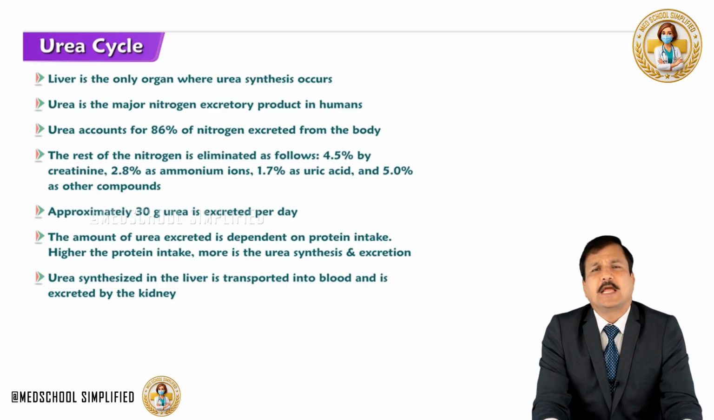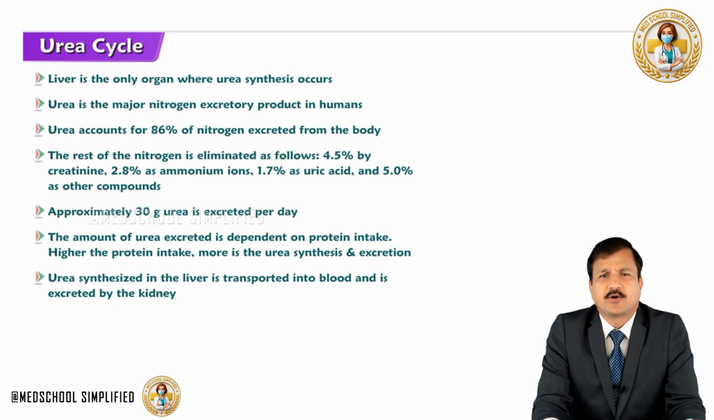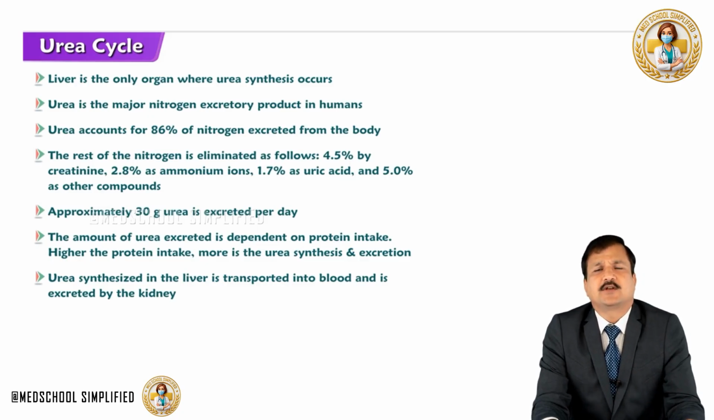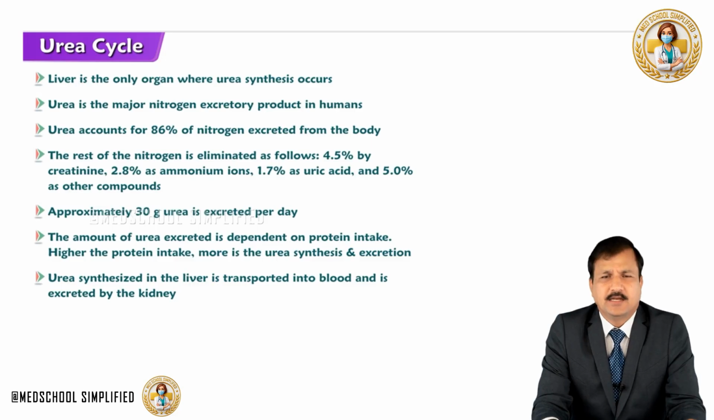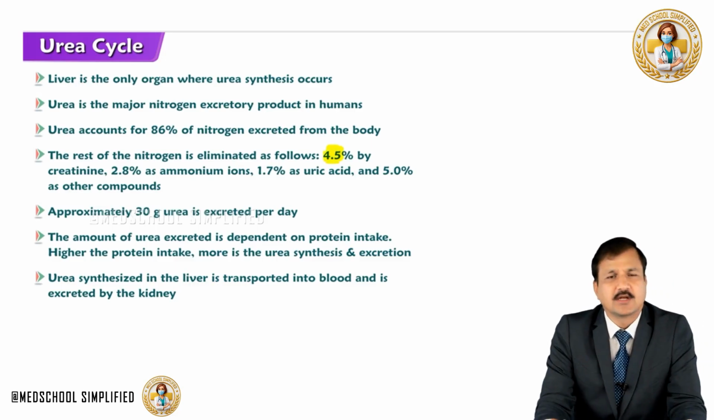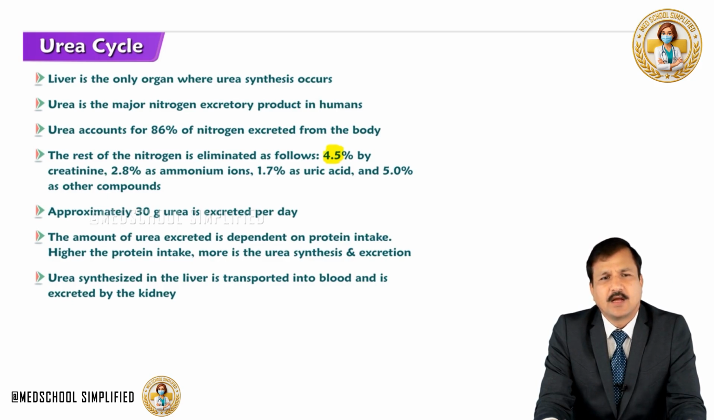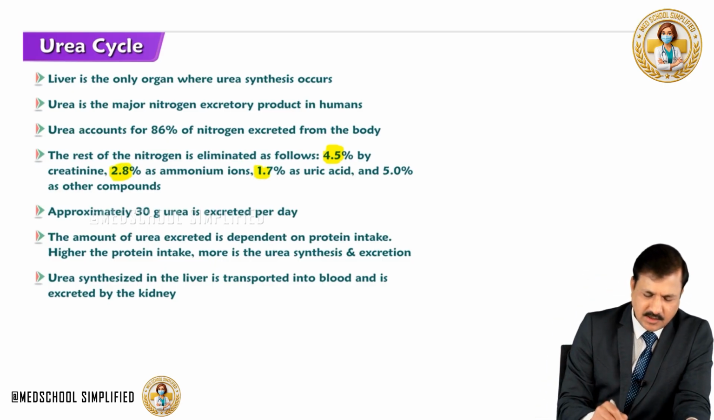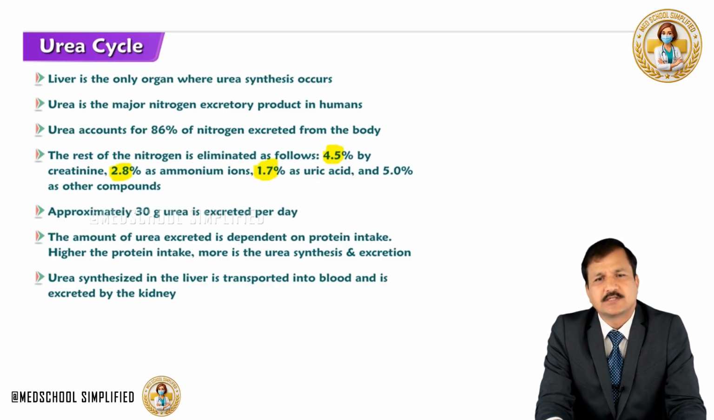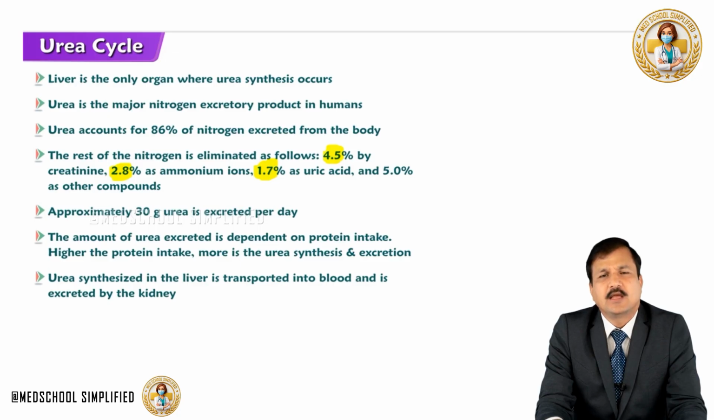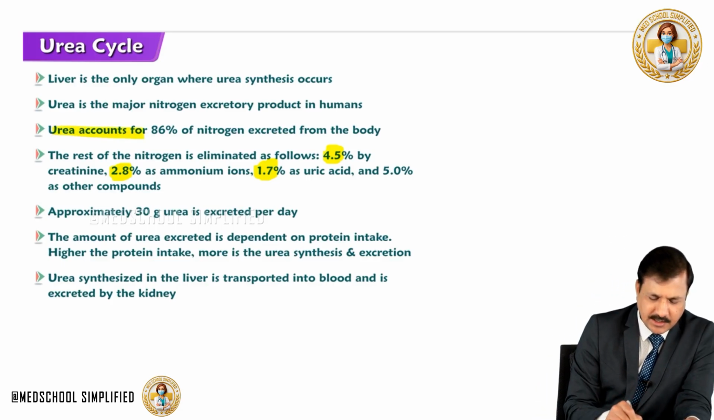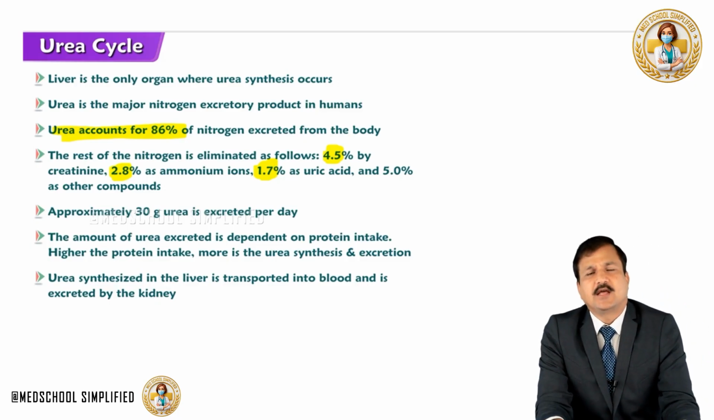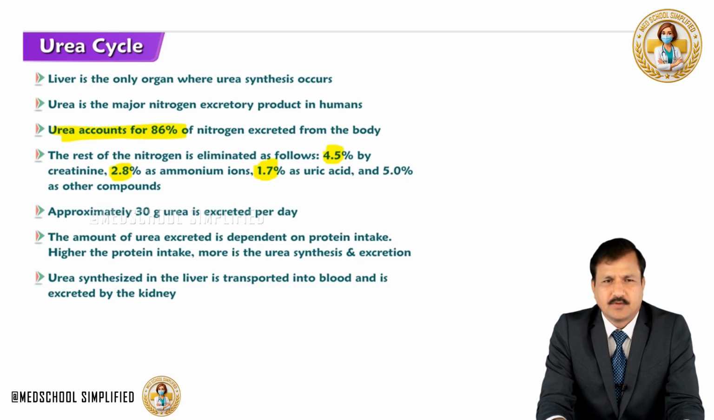Urea accounts for 86% of the nitrogen that is excreted from our body, and the rest is eliminated as creatinine, which accounts for 4.5% of the total nitrogen excreted. It is excreted as ammonium ion in the urine, that is 2.8%. It is excreted as uric acid, which contributes 1.7%, and the remaining 5% is in other nitrogen-containing compounds. Like this, the major nitrogen-containing product excreted out of our body is urea, which accounts for 86% of the nitrogen eliminated.